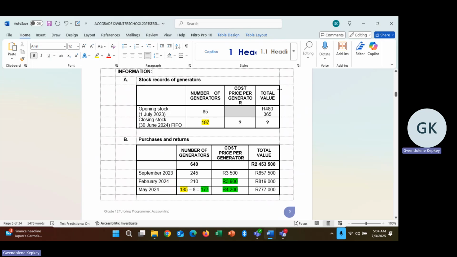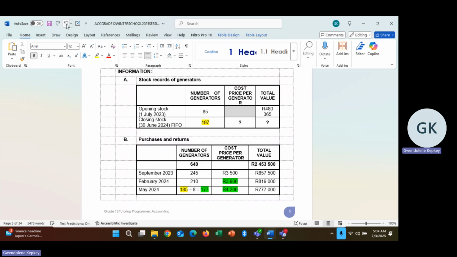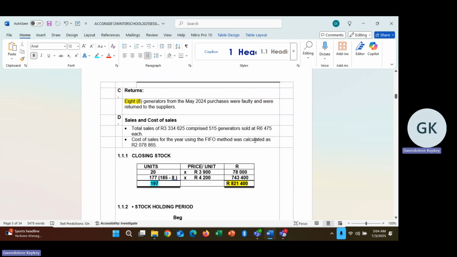Let me show you where I'm getting that amount from. There is my beginning stock, and its value is 480,365. They're giving that amount to us. You by now are so clear on how to apply your formulas. Remember the formula sheet is given to you. So I'm going to use my beginning stock, then the stock that I've just calculated, which is my closing stock.